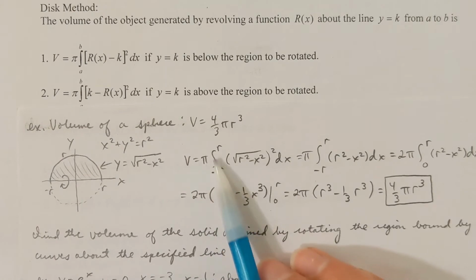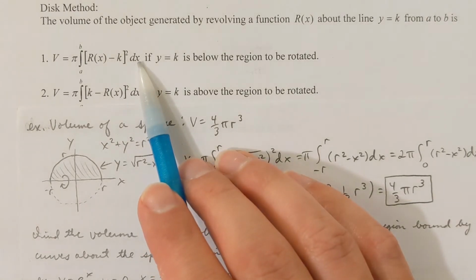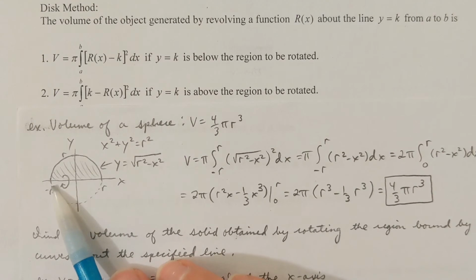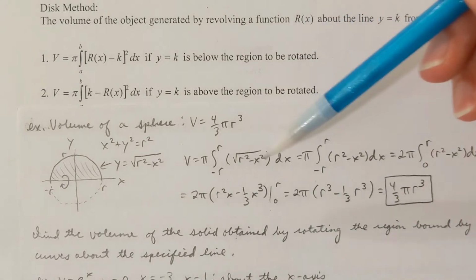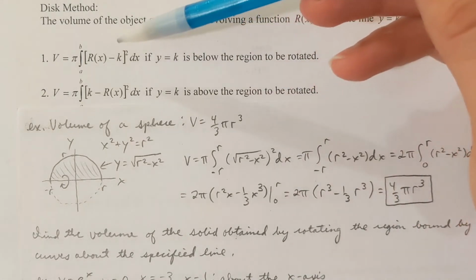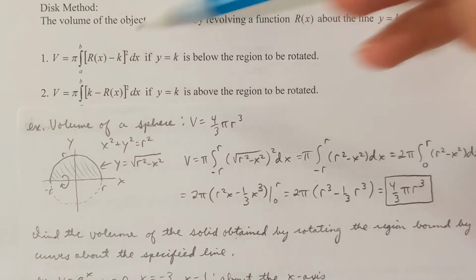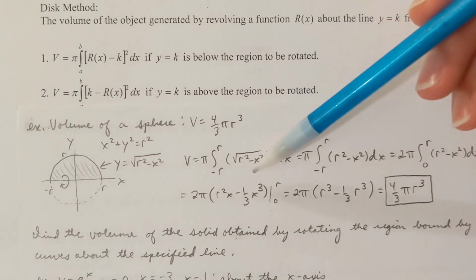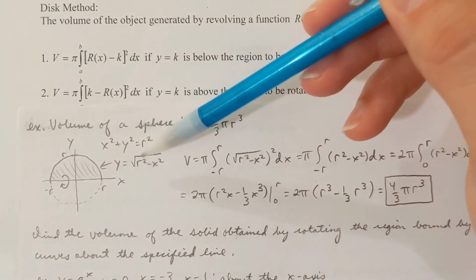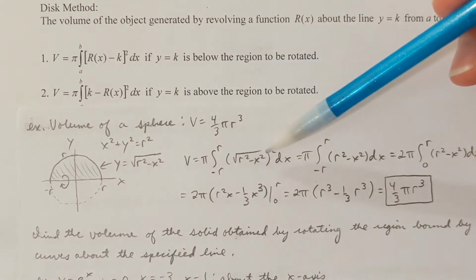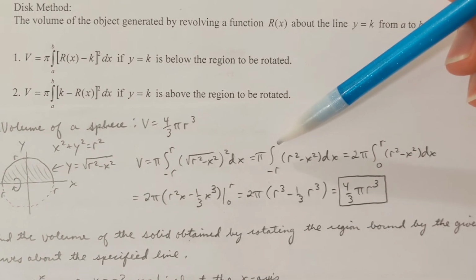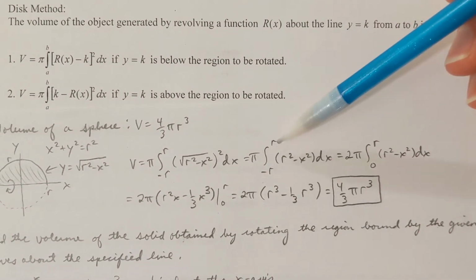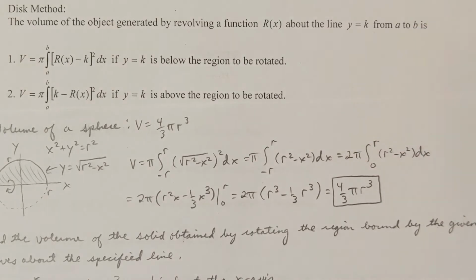V is equal to pi times the integral. That is going to be something in terms of x. The conditions on x are going from negative r to r. And I'm supposed to take R of x minus 0, squared. R of x would be the function here, this curve, which is the square root of r squared minus x squared. Square that, and that gives us pi times the integral from negative r to r of r squared minus x squared.